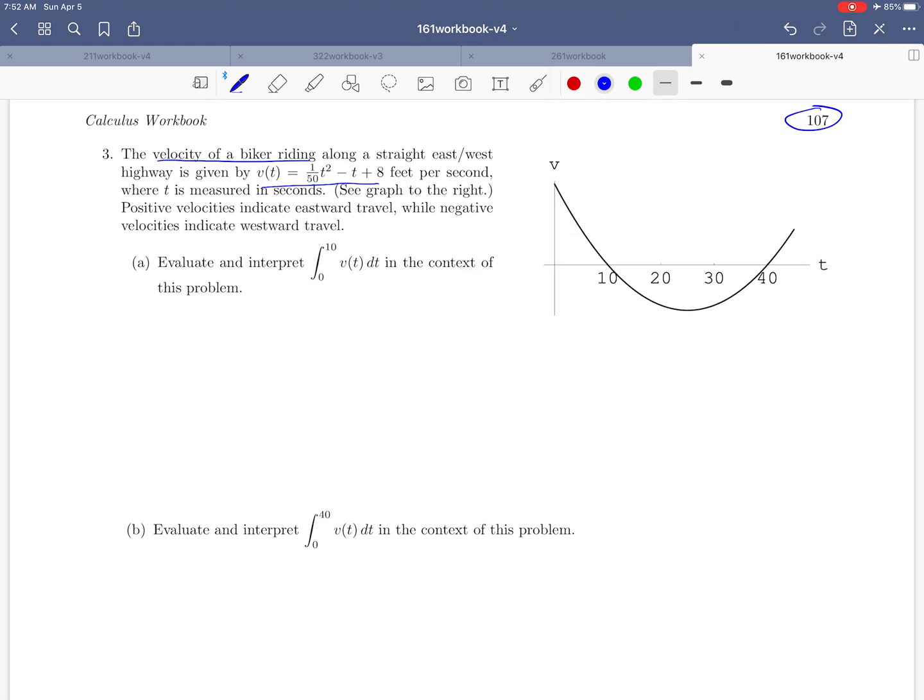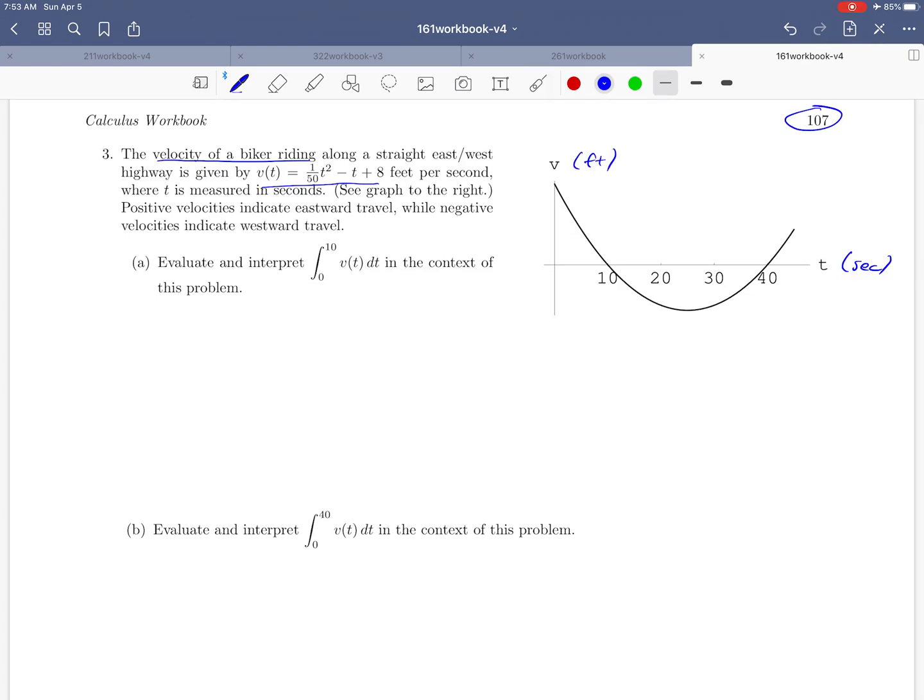Let's start by maybe reminding ourselves of units here. We're talking about time in seconds and velocity in feet per second as you read that problem. And we want to notice what the difference between positive and negative velocity means in this question. Wherever this velocity function is positive, the biker is moving in the east direction, and where it's negative, we're moving in the west direction. We'll keep that in mind as we work our way through this problem.